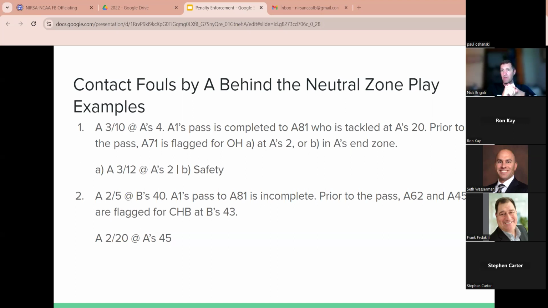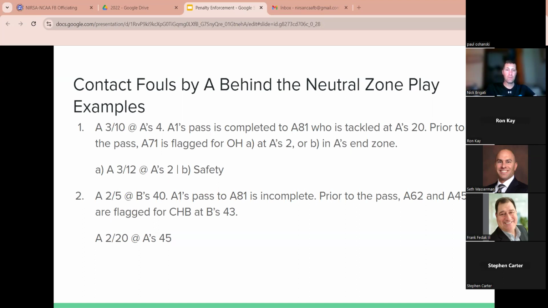Okay, cool. Thanks. So it doesn't matter where that run ends. If that run ends behind the neutral zone or beyond the neutral zone, as long as that foul's behind and it's one of those fouls in the category that we've mentioned before, it still has previous spot enforcement as long as it's in the field of play.